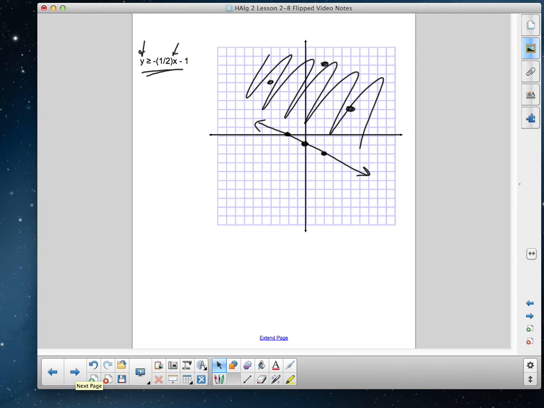So just a little review, some stuff we should already know. If it's greater than or less than, we got a dotted line. If there's an equal to, it's a solid line. We have to shade above or below our line to give a pictorial representation of what points would satisfy our inequality.